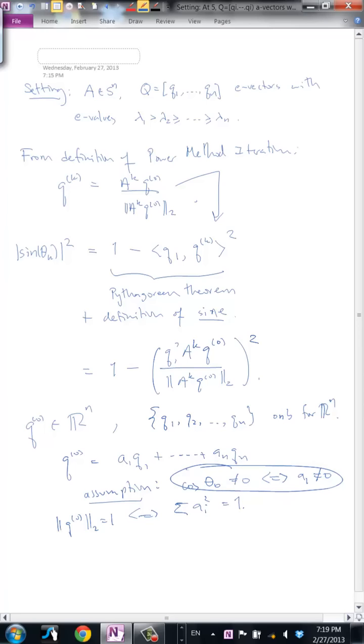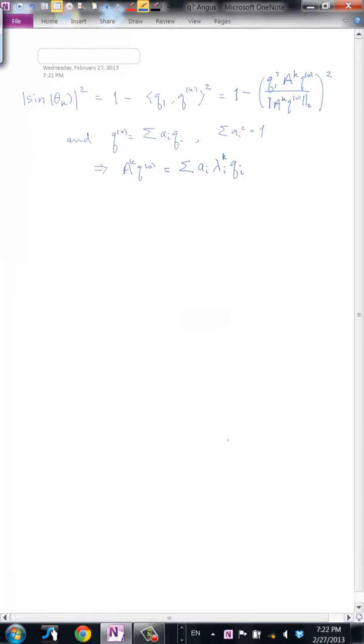So now we can write down what A to the k times q0 is. It's just the sum of ai times A to the k times qi. But recall that by definition, qi is an eigenvector for A. In other words, A times qi is equal to lambda i qi. And therefore this is equal to the sum of ai times lambda i to the k times qi. So again, this is a summary of what we have.